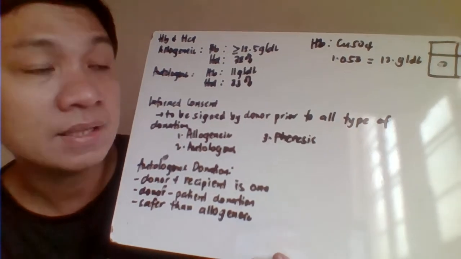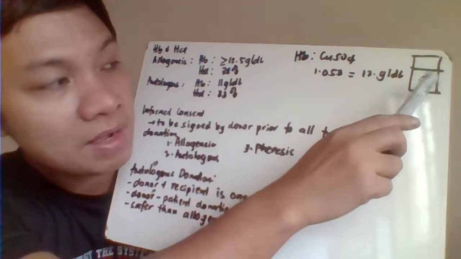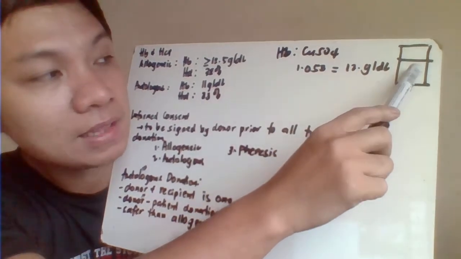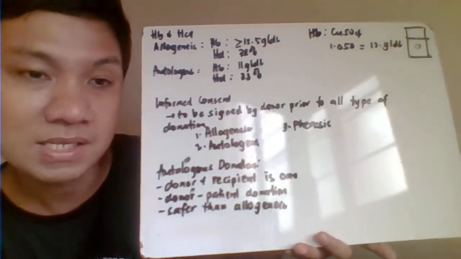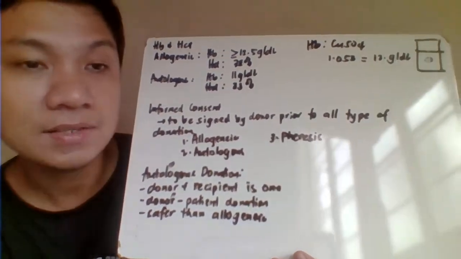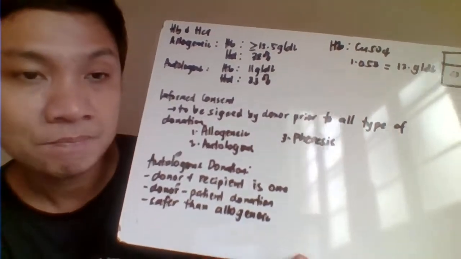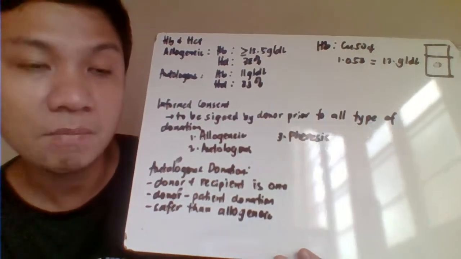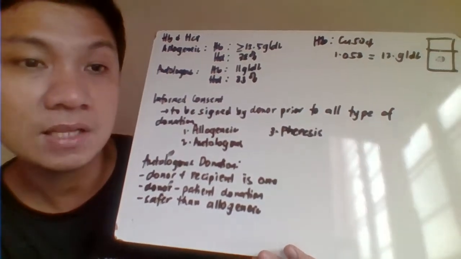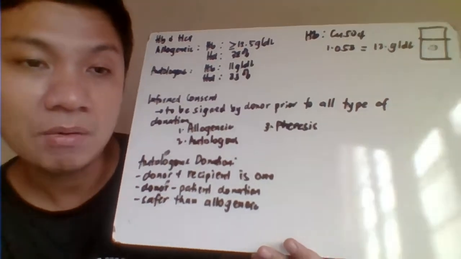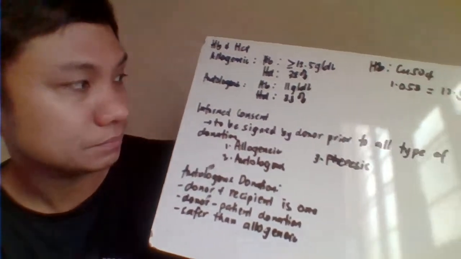On the other hand, pag nag-drop ka ng drop ng blood dito, tapos pumunta dito sa gitna, then nag-float dito sa upper surface, it will signify that the specific gravity of the blood of the patient is less than 1.053, signifying also here that the hemoglobin content of the patient is also less than 12.5 grams per dL. That would mean here that our patient is anemic.